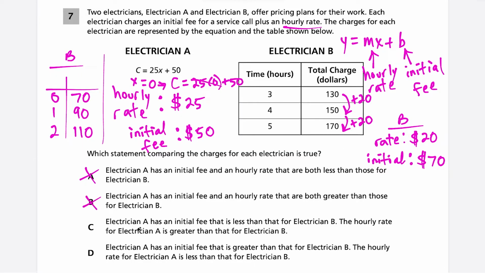So it's going to be one of the last two answer choices. Now choice C: electrician A has an initial fee that is less than that for electrician B. So far, so good. And then the hourly rate for electrician A is greater than that for electrician B. That is also true. So C is our answer, but let's see what's wrong with choice D. Electrician A has an initial fee, which was $50, that is greater than that for electrician B. No, 50 is not greater than 70. So there's the false statement here. C is definitely our answer.